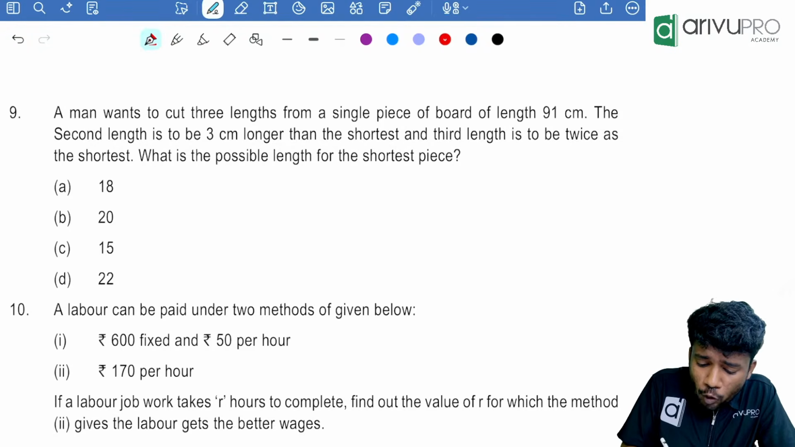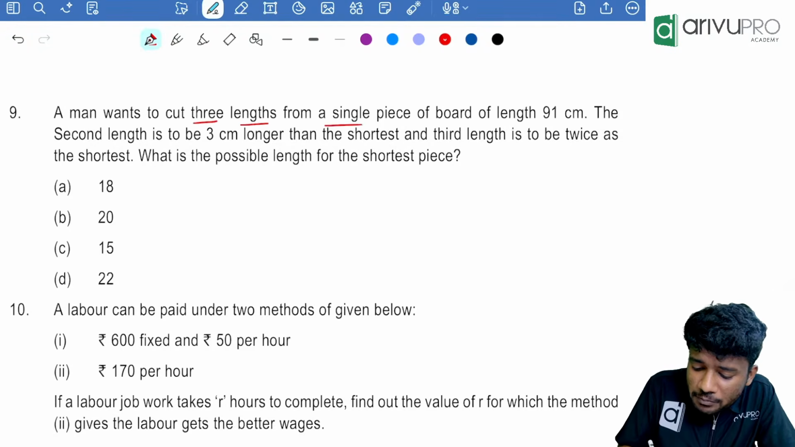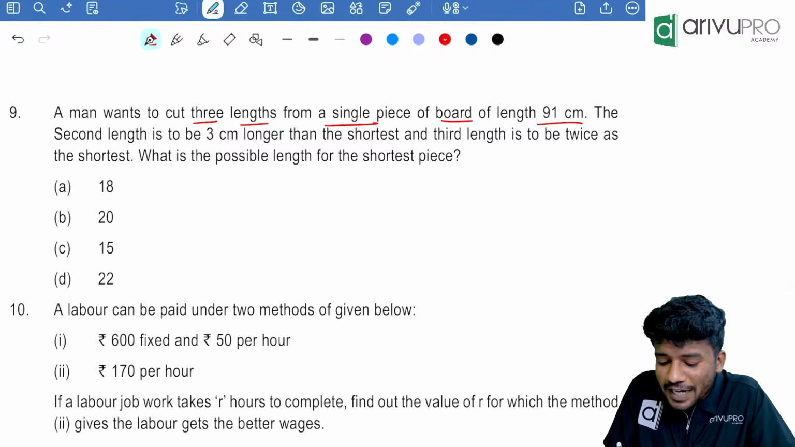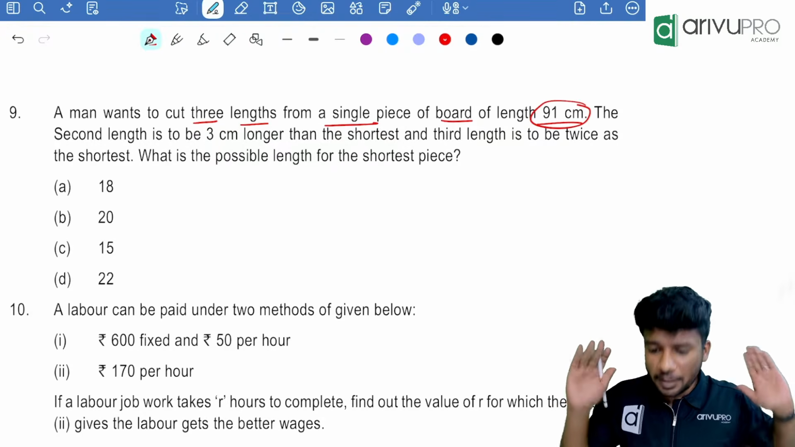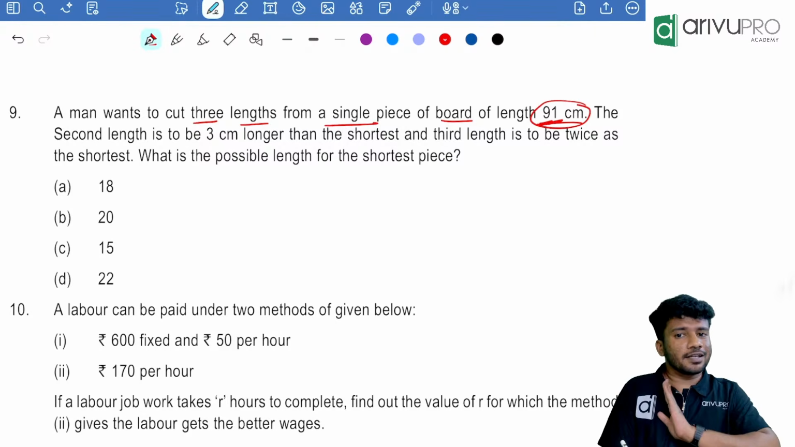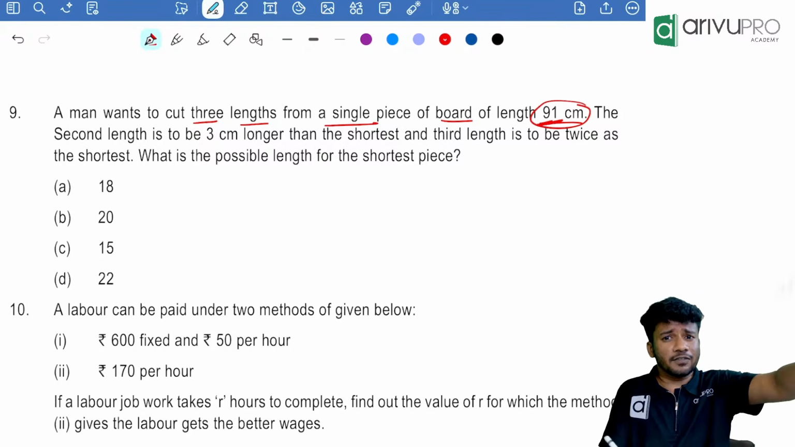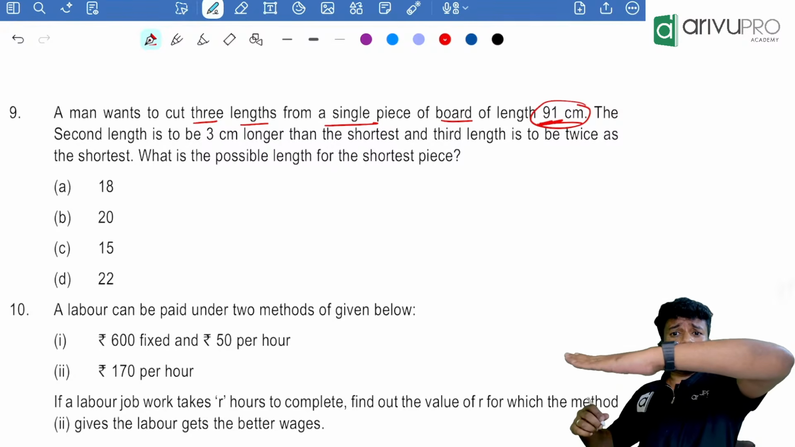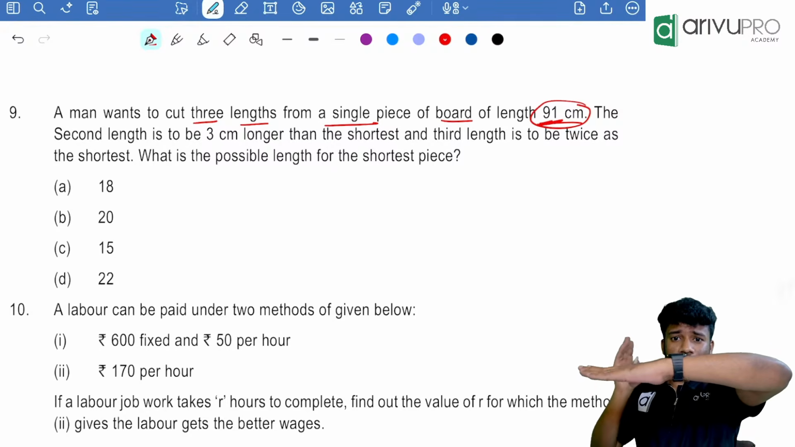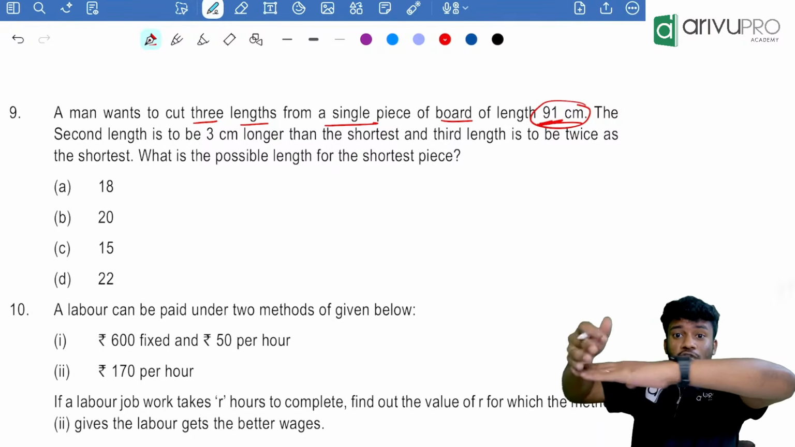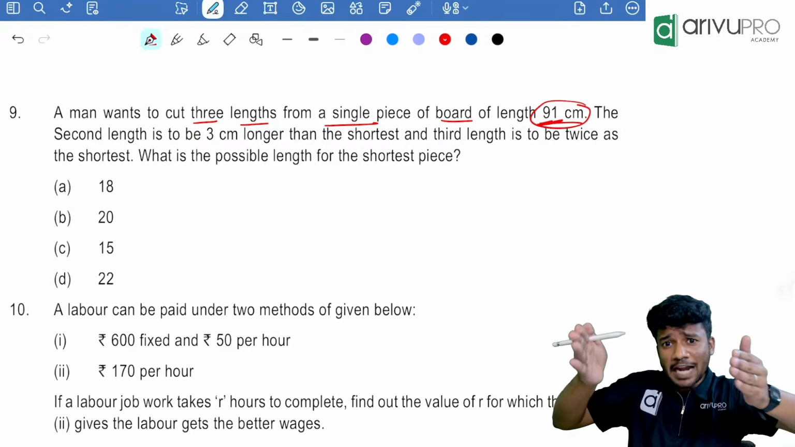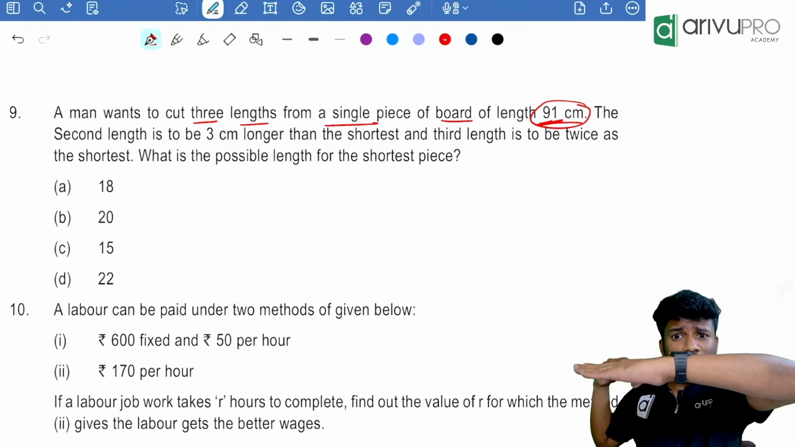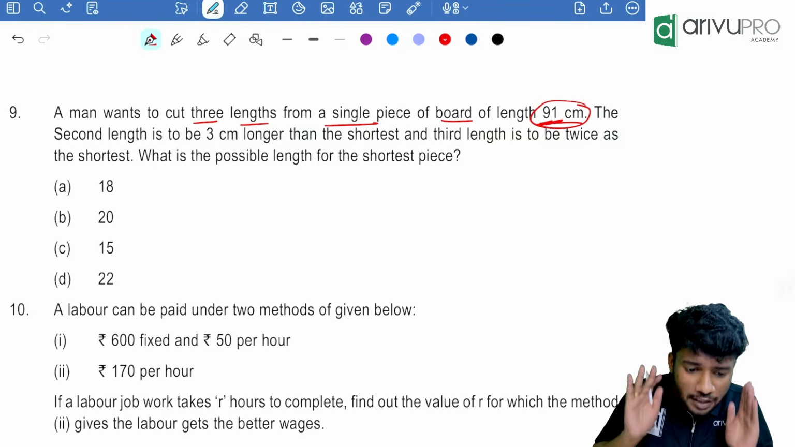A man wants to cut 3 lengths from a single piece of board of 91 centimeters. That means in total 91 centimeters of length is available. That is the total length available. For example, my hand is the total length available. The man is going to cut it into 3 different parts. So if I add all the parts together, my hand will be back, right? Just like that.